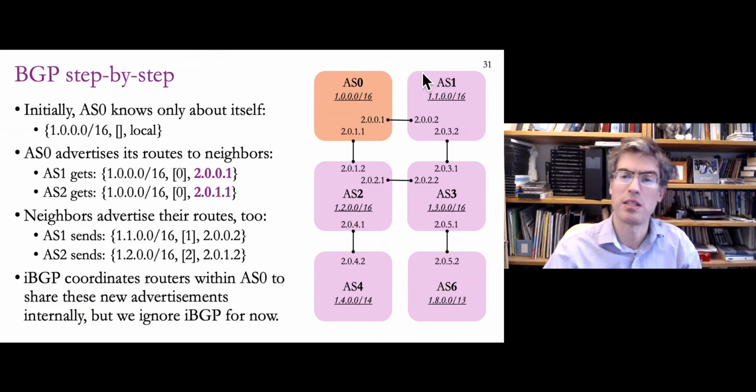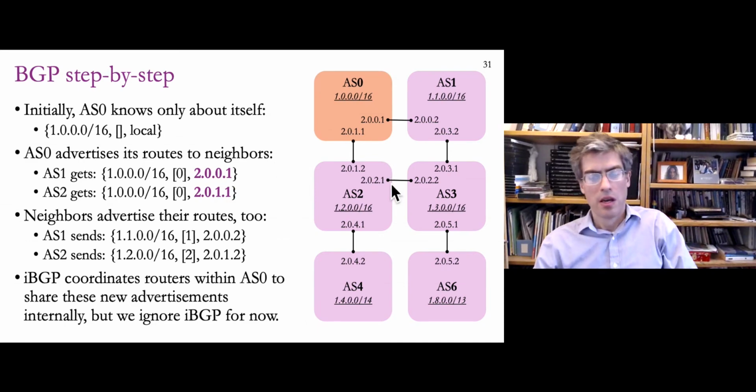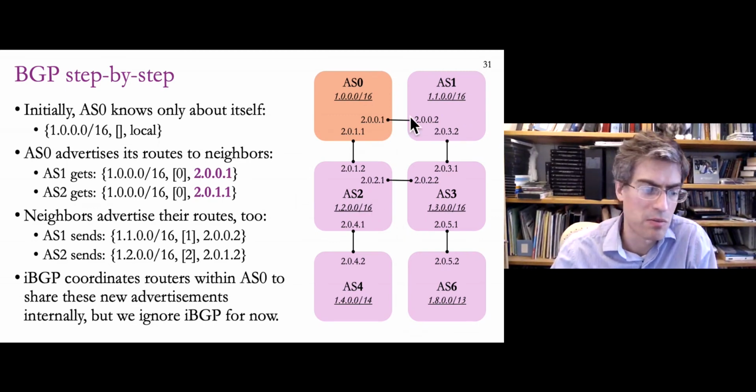They're not connected to the same router on AS0. They're connected to different positions on this autonomous system. So when AS0 tells AS1 that it can reach this subnet, the next hop it needs to advertise is the one that is connected to AS1, compared to the different one that's connected to AS2. And of course, the neighbors will do the same thing. They'll be aware of their own IP address ranges and they'll advertise that to their neighbors.